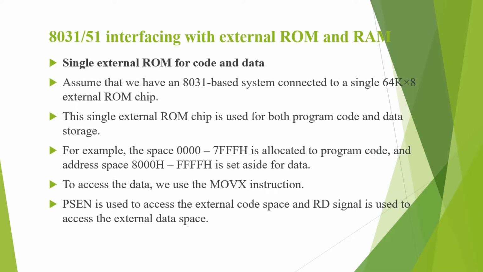A single external ROM for code and data. Assume that we have an 8031 based system connected to a single 64K x 8 external ROM chip. This single external ROM chip will be used for both program code and data storage. For example, the space 0000 to 7FFFH is allocated to program code and the address space 8000H to FFFFH is set aside for data. To access the data, we will use the MOVX instruction. Also, the PSEN pin will be used to access the external code space and RD pin will be used to access the external data space.